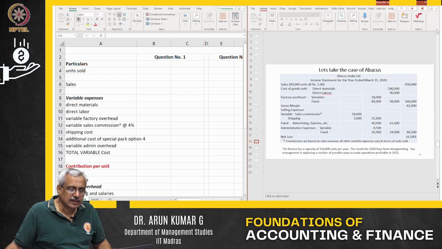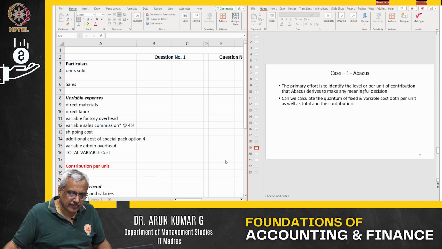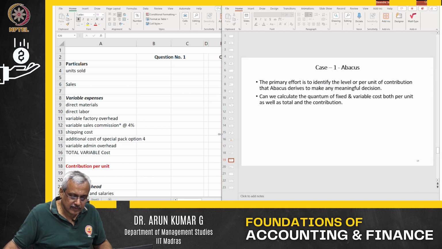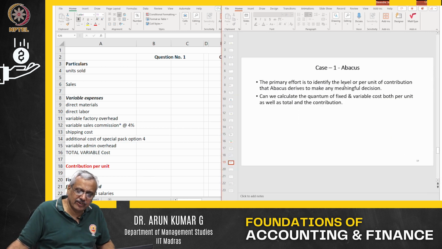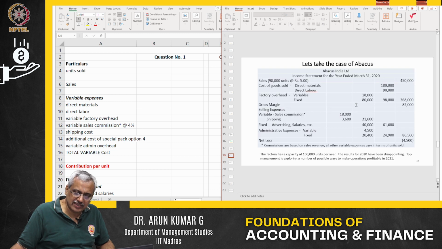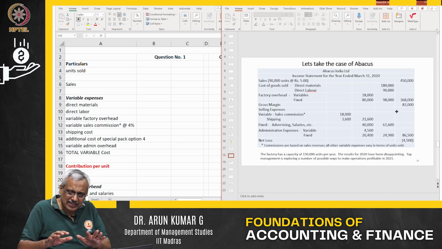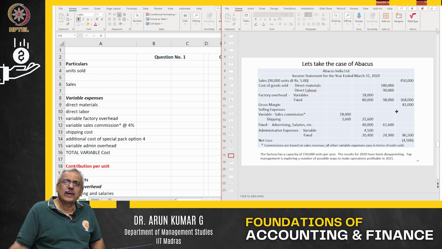Excel sheet is out. Now let us go to question number 1. The primary effort is to identify the level of production and the contribution that Abacus derives to make any meaningful decision. Can we calculate the fixed and variable cost both per unit as well as the contribution at this stage? First, let us look at the variable cost and the contribution.